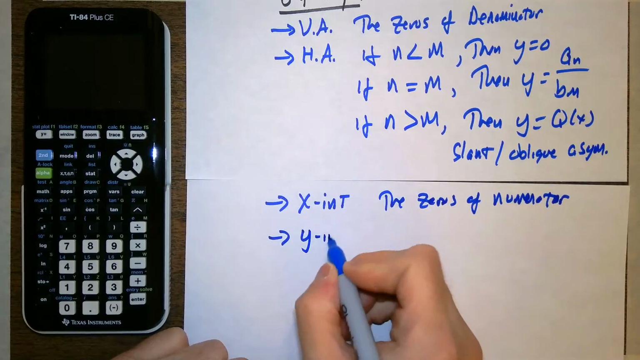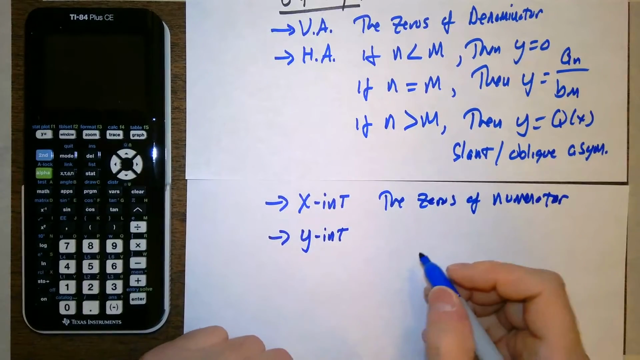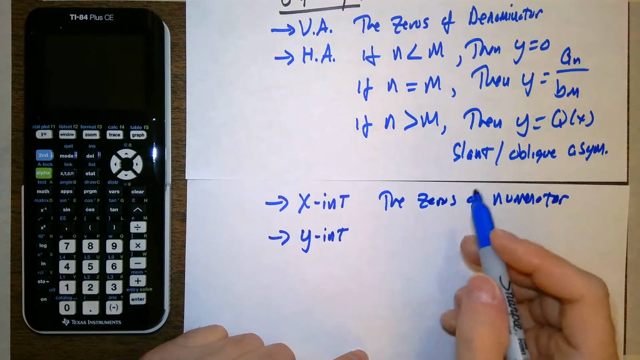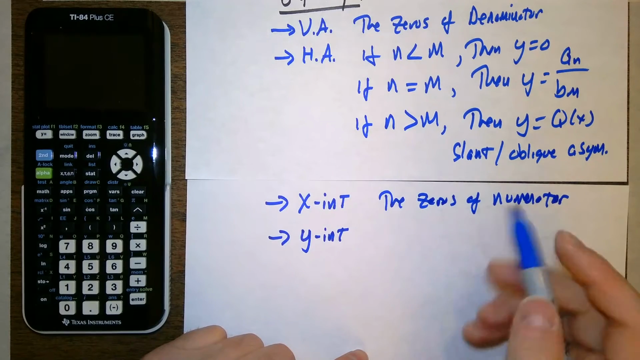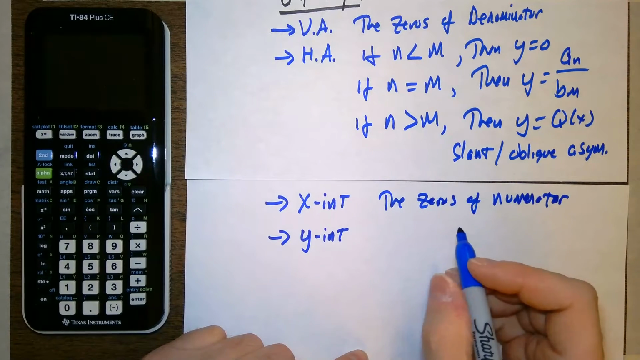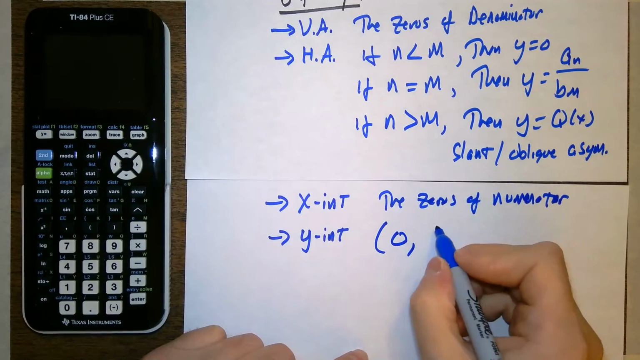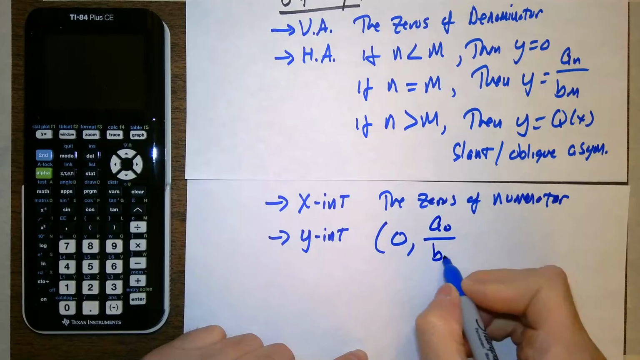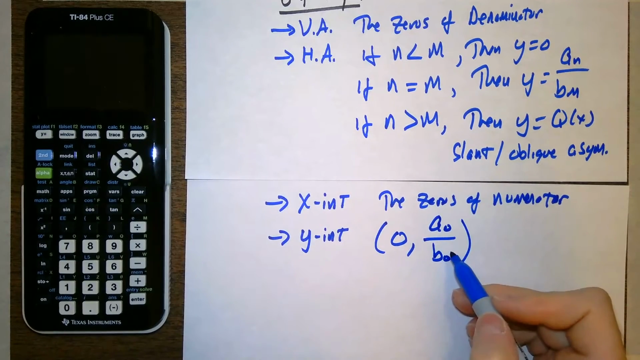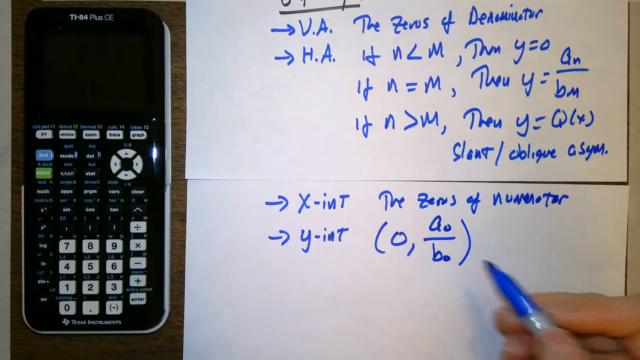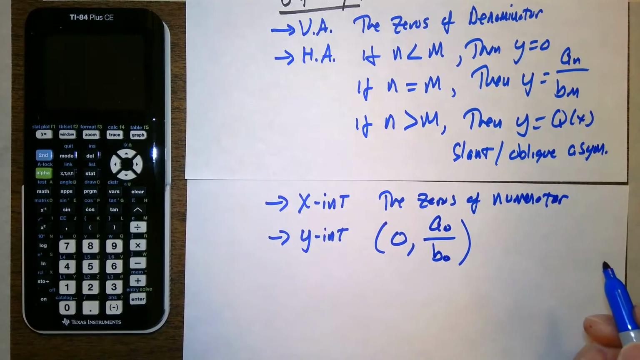The y-intercept. When you plug in 0 for x, everything's going to disappear except for the constants. So the y-intercept is going to be 0, comma, a sub 0 over b sub 0, the constant over the constant. That's going to be my y-intercept here. And then the end behavior, as x increases or decreases without bound, that's really going to be my horizontal asymptotes here.